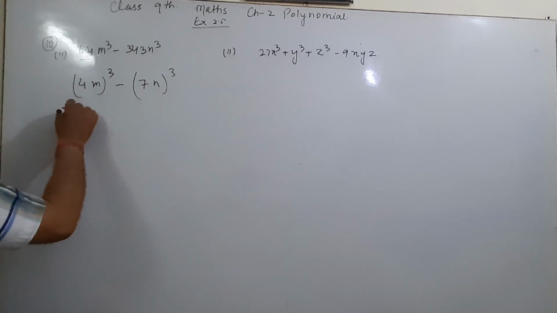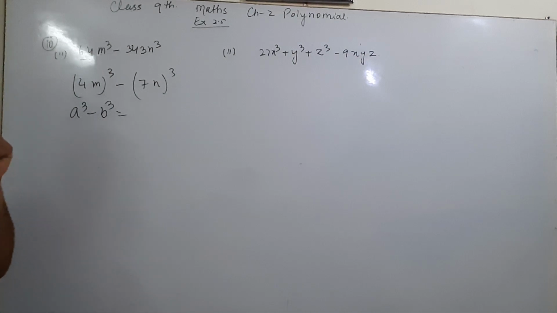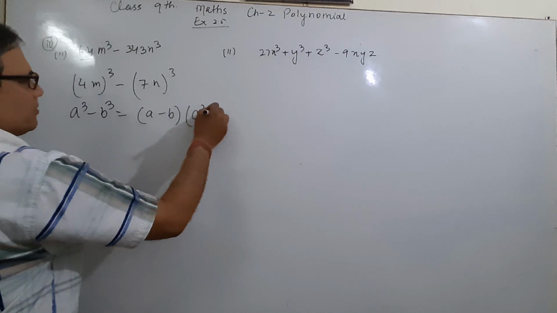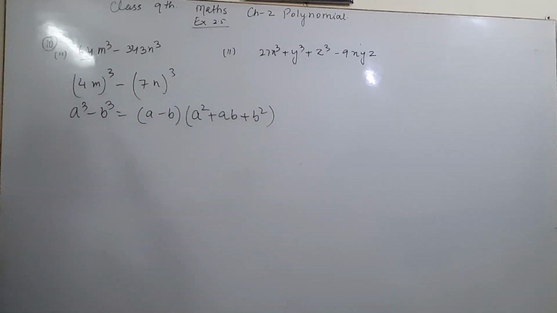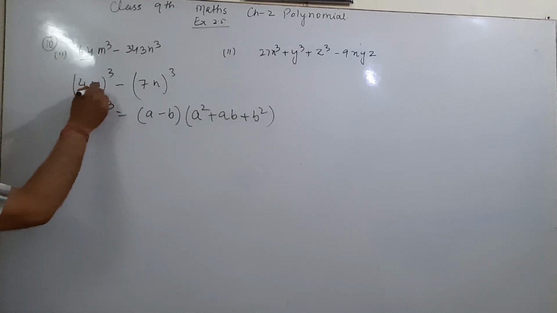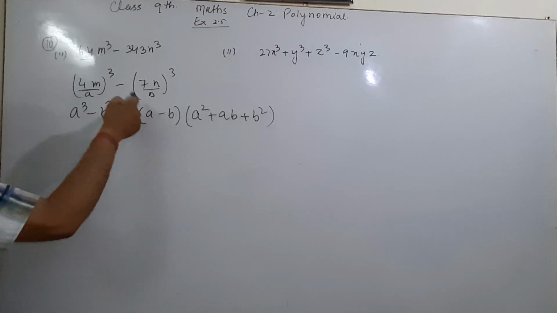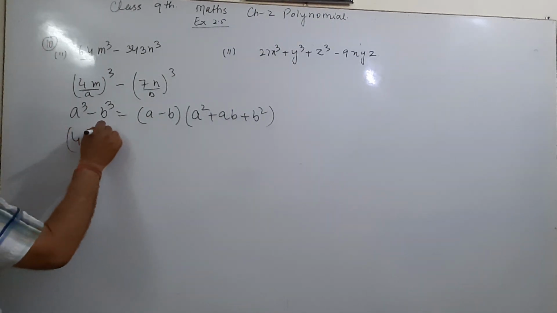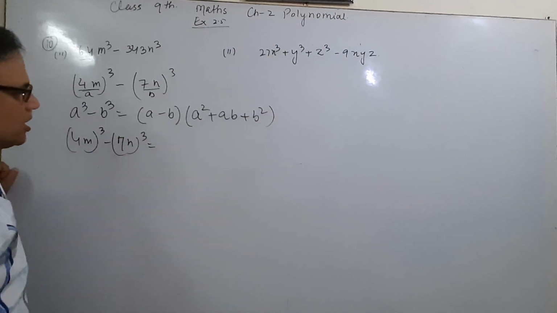And now easily we can do it. We know the identity a cube minus b cube. Can you tell me? It is (a minus b)(a square plus ab plus b square). What is a? This is a and this is b. So we have to use this identity for this question. Now what should I do? (4m) whole cubed minus (7n) whole cubed. Now you have to think and tell me the answer. Keep in your mind.